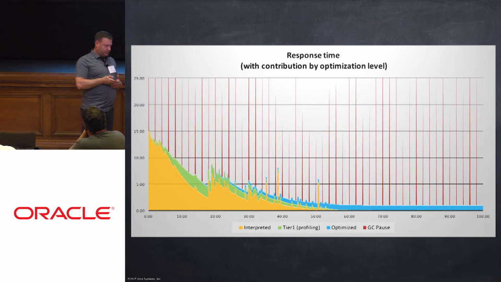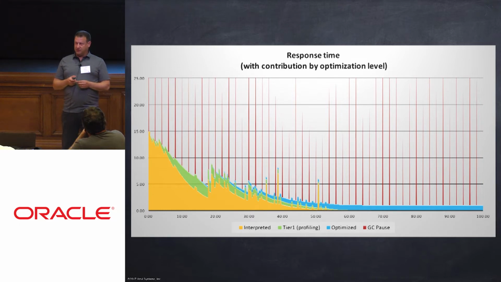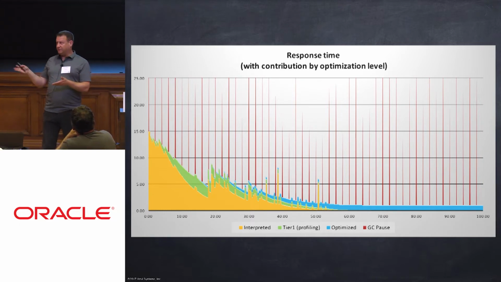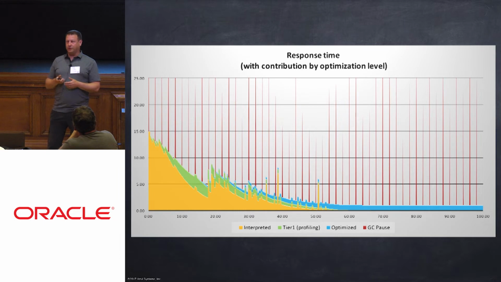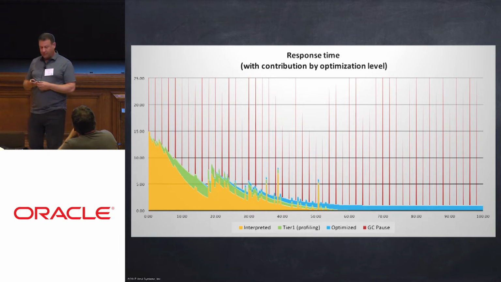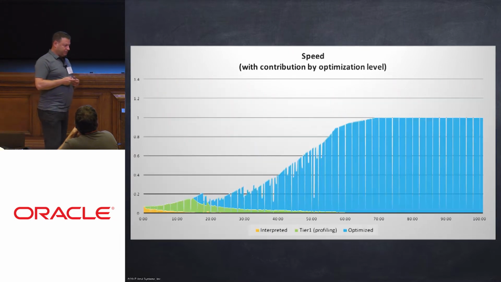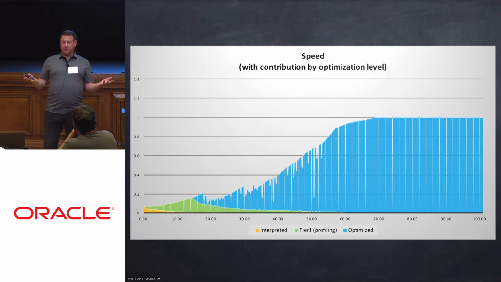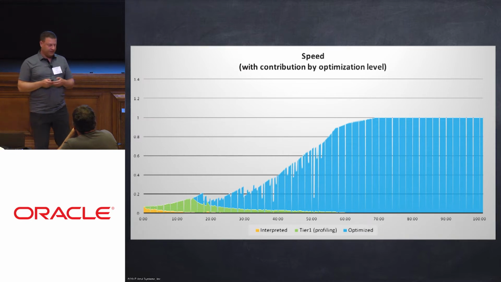And that means response time behaves like this over time. We start slow, and we get fast. Those spikes in the middle are the annoying other things JVMs do, like GC pauses. If we look at the overall picture, it looks like this over time. We start with really slow code, and then the code gets faster and faster. This is speed over time.